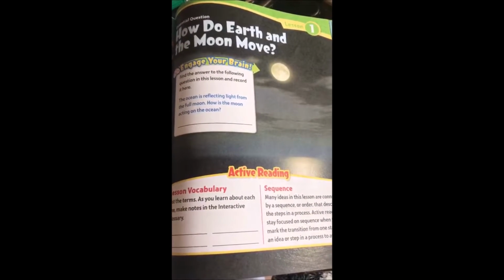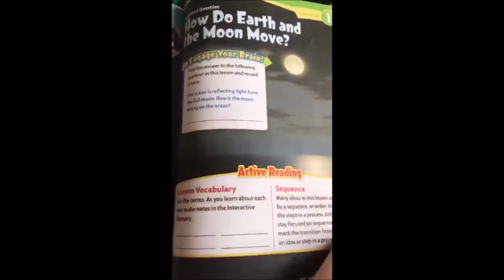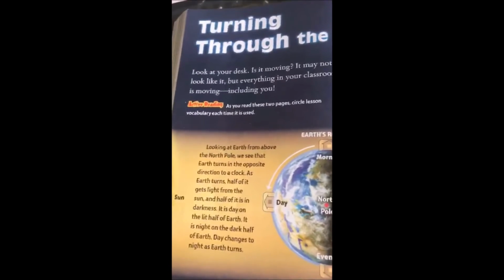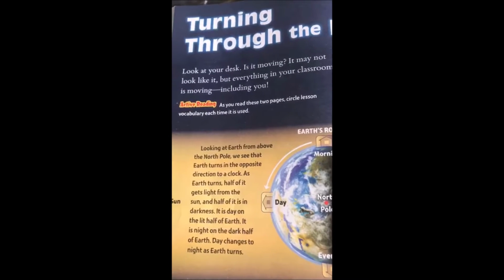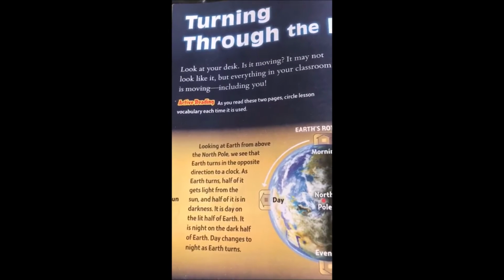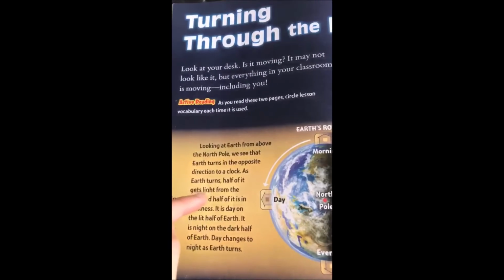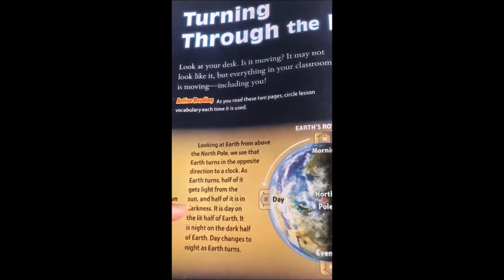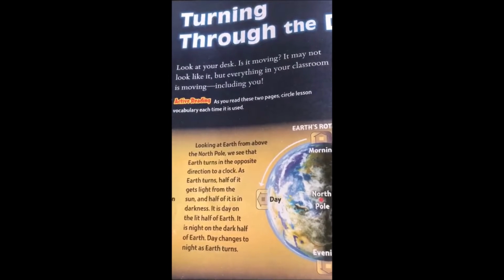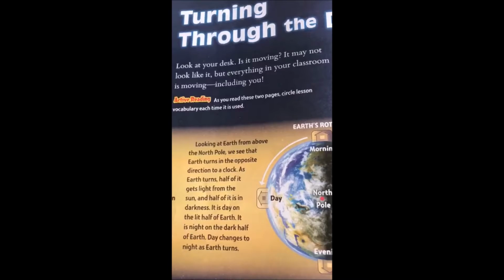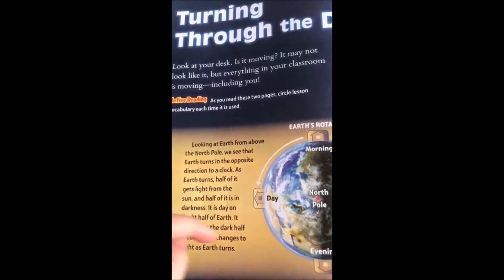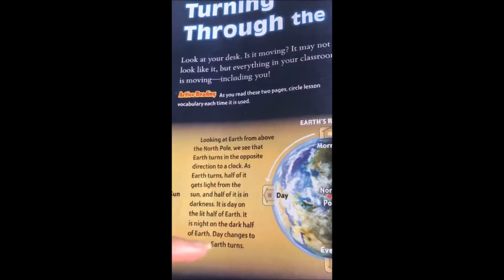So today we have our lesson 1, page 325, how do Earth and Moon move? So let's start. Turning through day. Looking at Earth from above, the North Pole, we see that Earth turns in the opposite direction to a clock. As Earth turns, half of it gets light from the sun and half of it is in darkness. It is day on the lit half of Earth, it is night on the dark half of the Earth. Day changes to night as Earth turns.